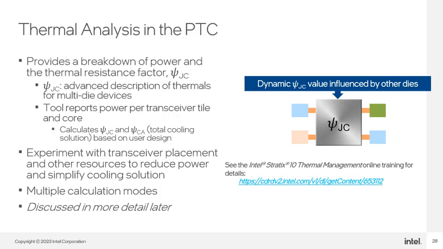SciCA defines the total cooling solution required to keep the device's junction temperature at or below the maximum operating temperature of the device. You can use these values reported by the tool to easily experiment with different transceiver settings and placement to reduce power usage and simplify the cooling solution.